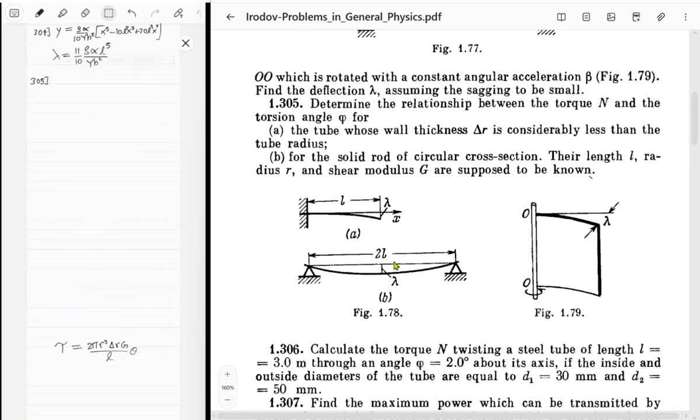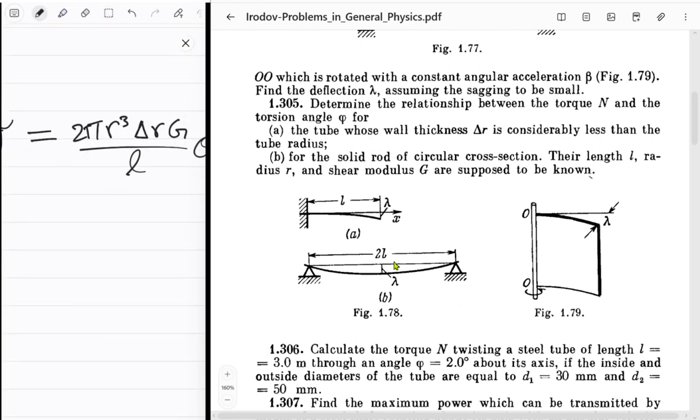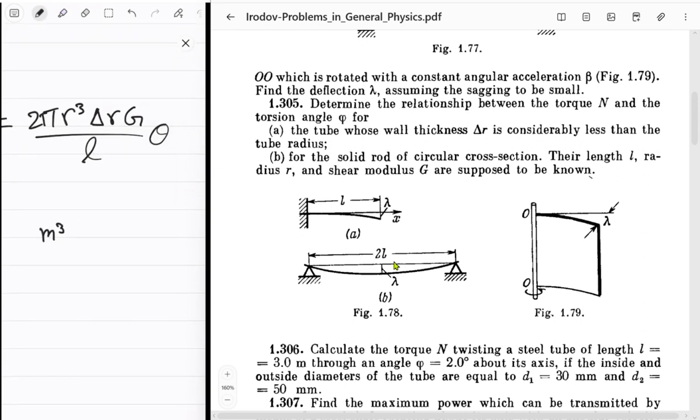First, let's go for dimensional analysis and see if it's correct or not. Torque has units of energy. 2 pi is a constant, a pure number, so we don't have to worry about that. R cubed delta R is meter cubed. So you got meter cubed. Then this thing is just pressure, right?